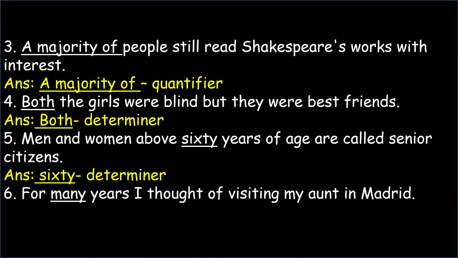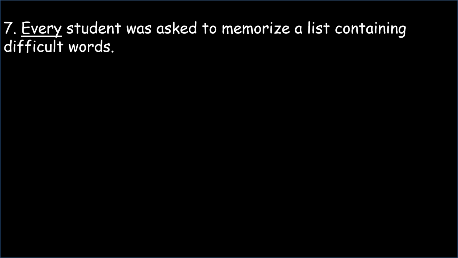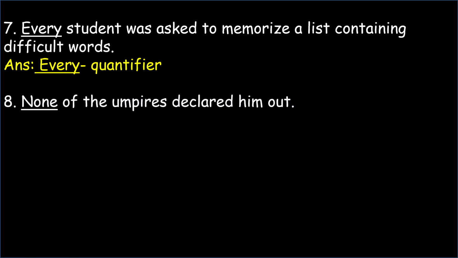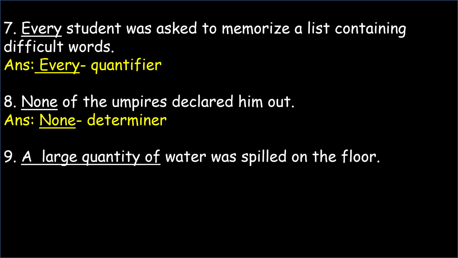The sixth sentence. For many years I thought of visiting my aunt in Madrid. The underlined word is many. So what is many? Many is a quantifier. The seventh sentence. Every student was asked to memorize a list containing difficult words. Here the underlined word is every. So every is a quantifier. The eighth sentence. None of the umpires declared him out. The word underlined here is none. None is a determiner.